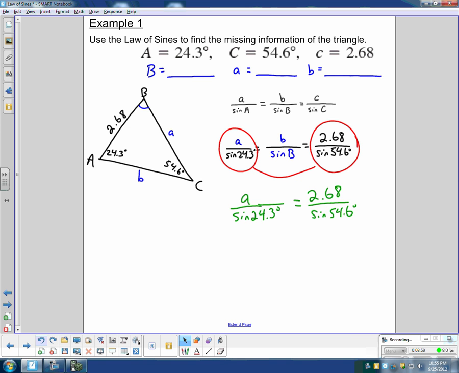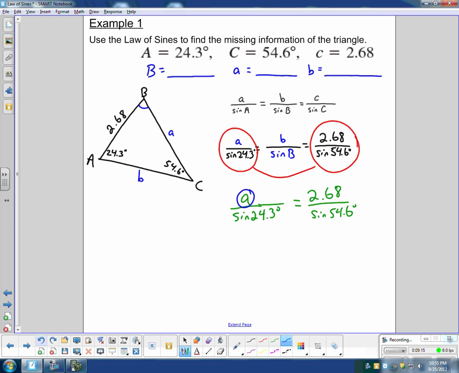There's lots of different ways you can do this. You can cross multiply. Since you know that this is just a number, we can multiply both sides by the sine of 24.3 degrees. However you want to do it is completely up to you, as long as you know how to solve for our variable A.